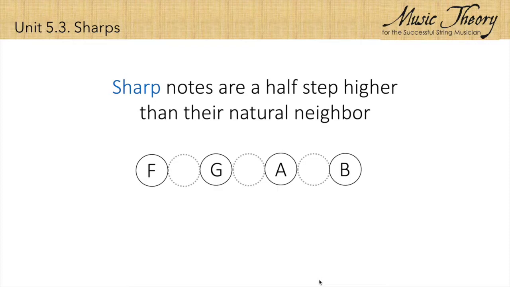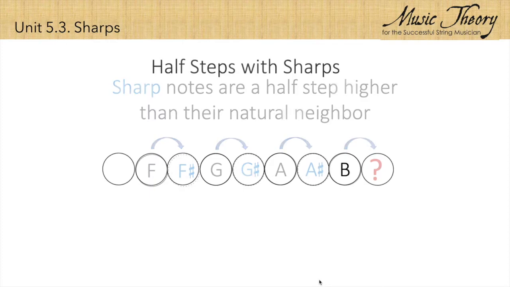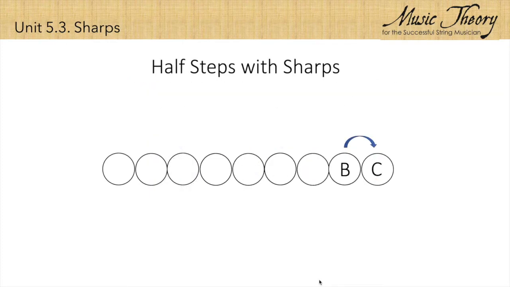Sharp notes are a half step higher than their natural neighbor. So a half step higher than F is going to be F sharp. A half step higher than G will be G sharp, and so on. What's a half step higher than B? If you said B sharp, you might technically be correct, but the answer we are going for is C. Remember that B and C are separated naturally by a half step.